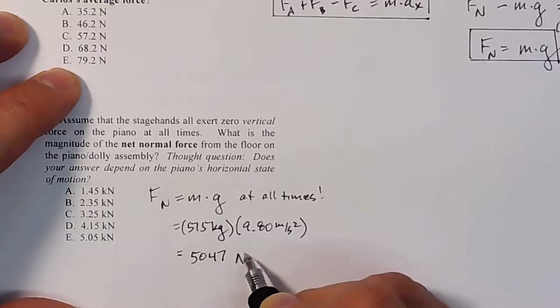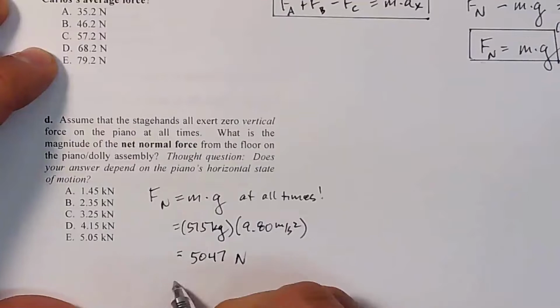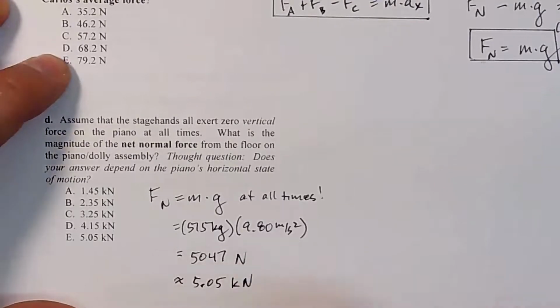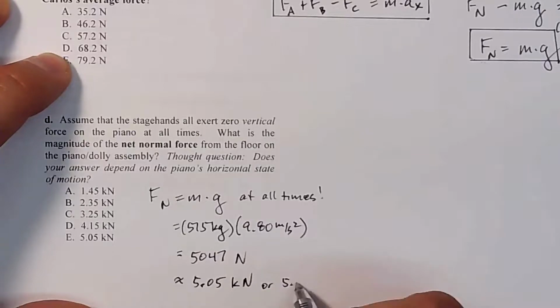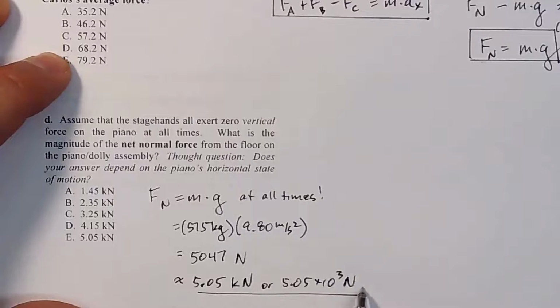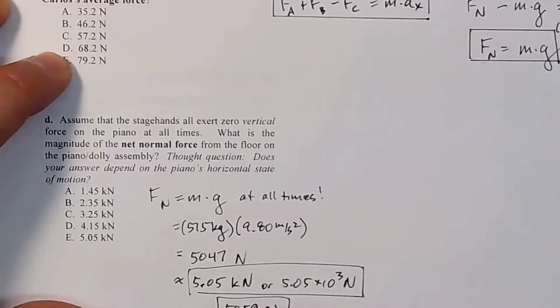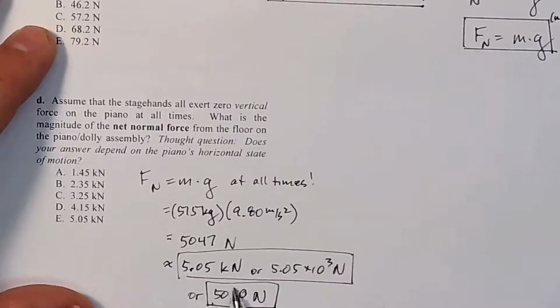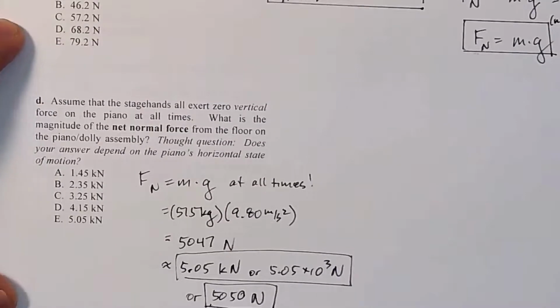5,047 newtons. I guess it's three significant figures, so that's going to be 5.05 kilonewtons, or 5.05 times 10 to the 3 newtons. Same thing. Or you could even say 5050 newtons, and the assumption would be that this trailing zero, if there's no period after it, is probably not significant. It's ambiguous, but it's probably not.